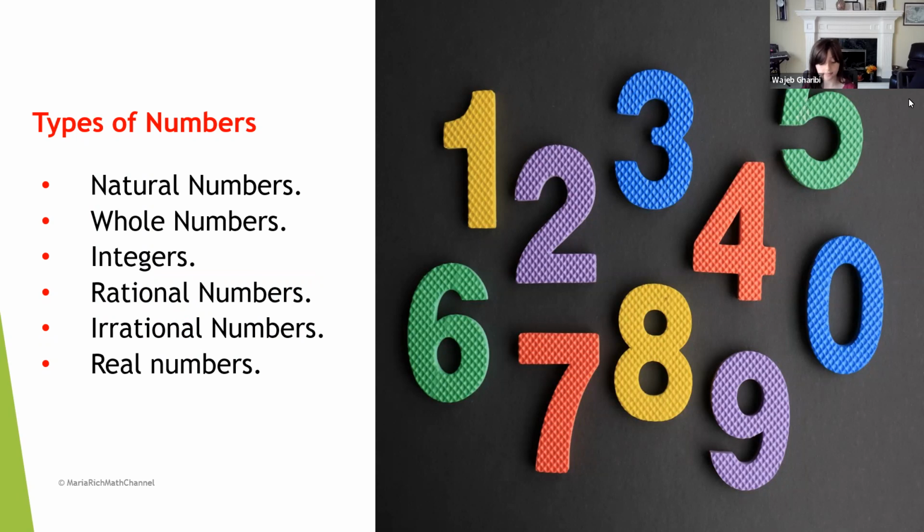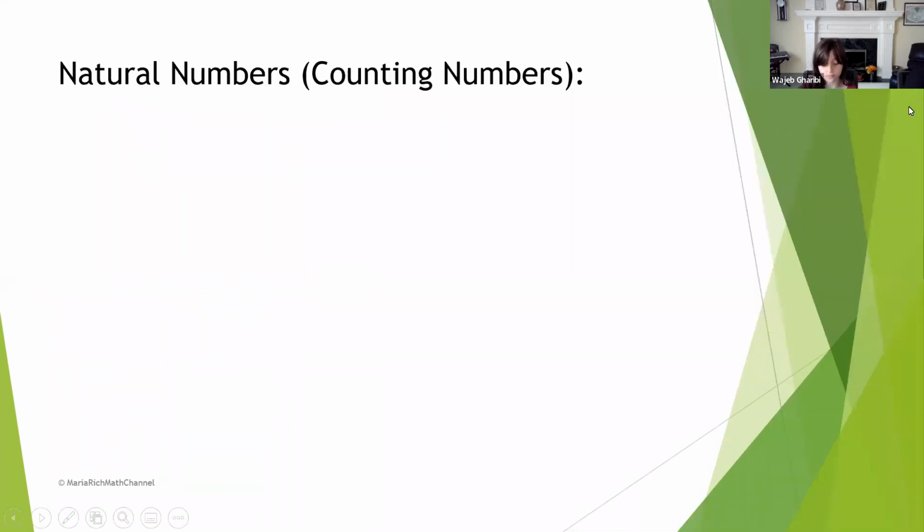Okay, start with natural numbers. What are these natural numbers? They're counting numbers. They start from 1 and up. Generally we denote them as N, N as natural number. This is the set 1, 2, 3, 4, and so on. We say these are counting numbers, and we denote the natural numbers as N.